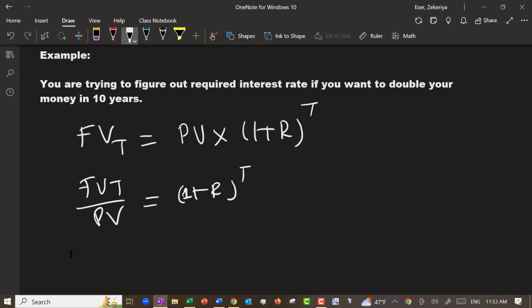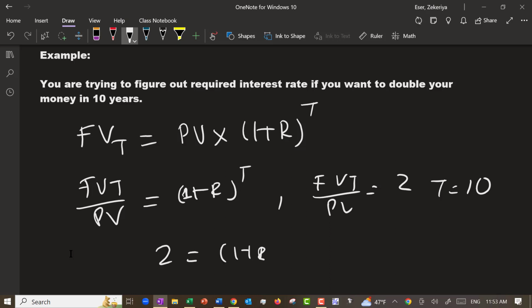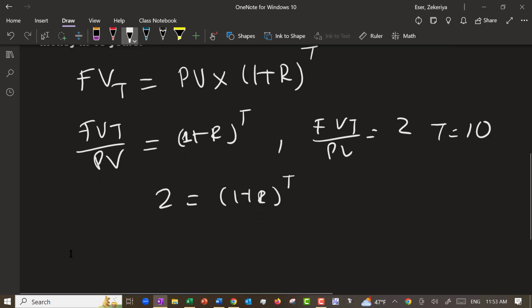I want to double that, right? So I know that 2 and t is 10. I just don't know r. That means 2 equals... which means r equals 2 raised to the power 1 over t minus 1. Okay?